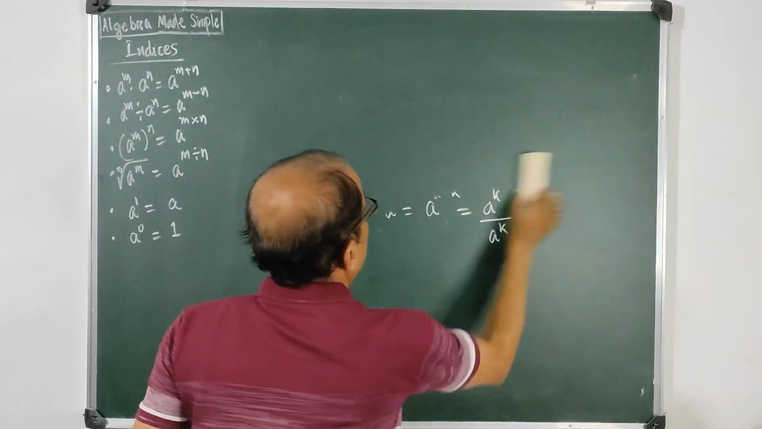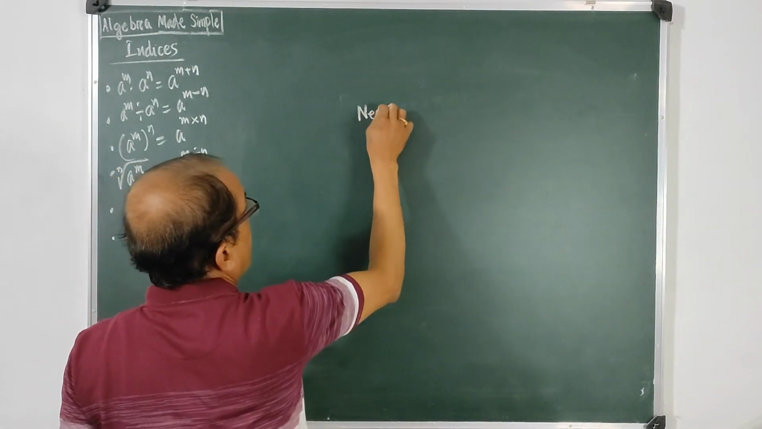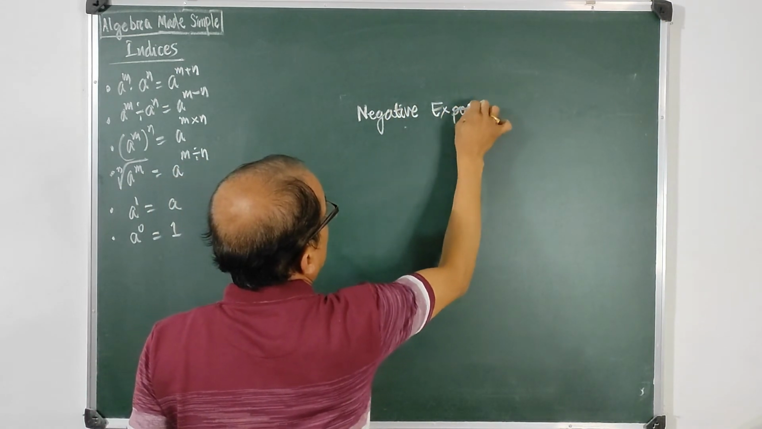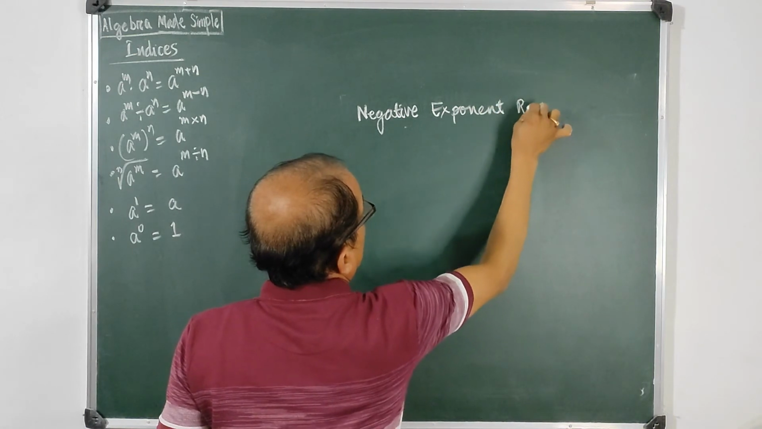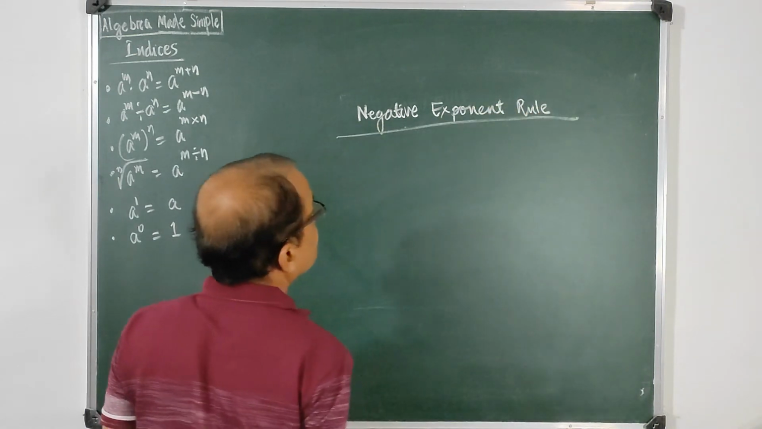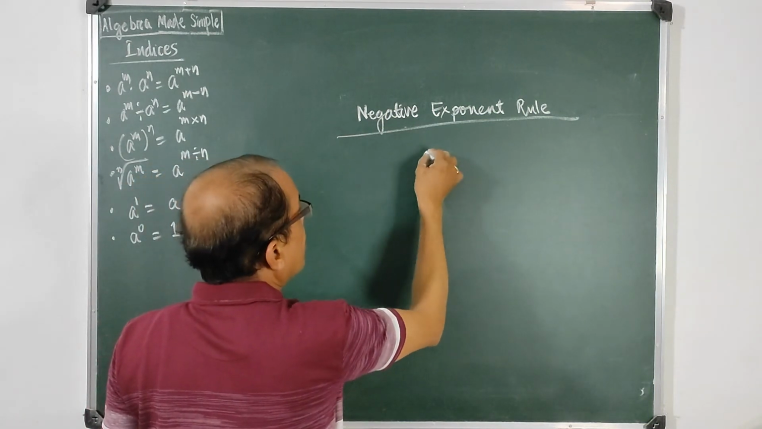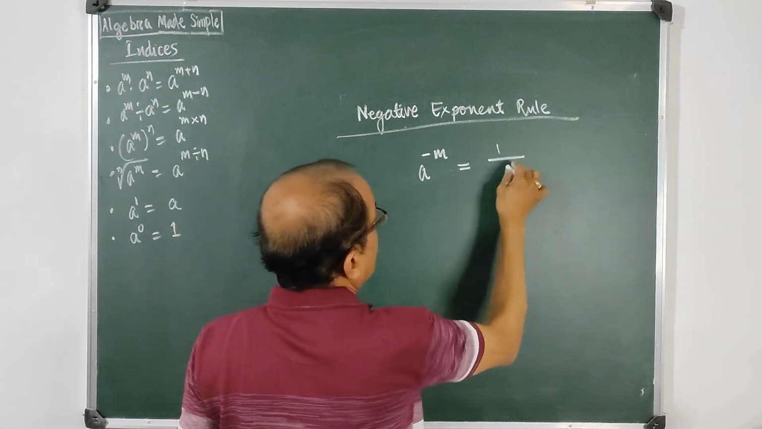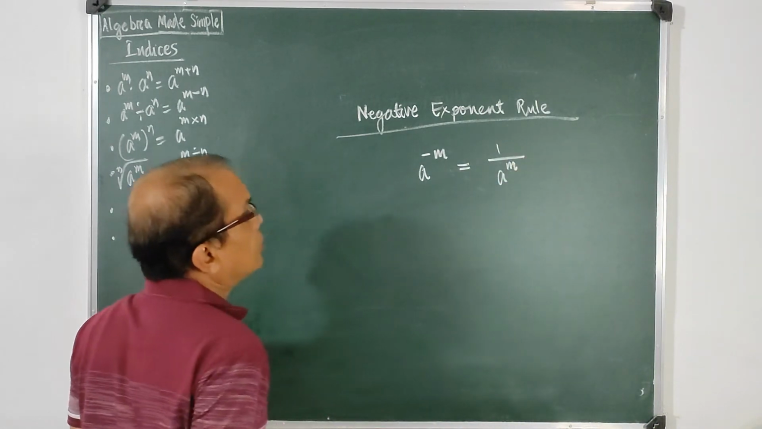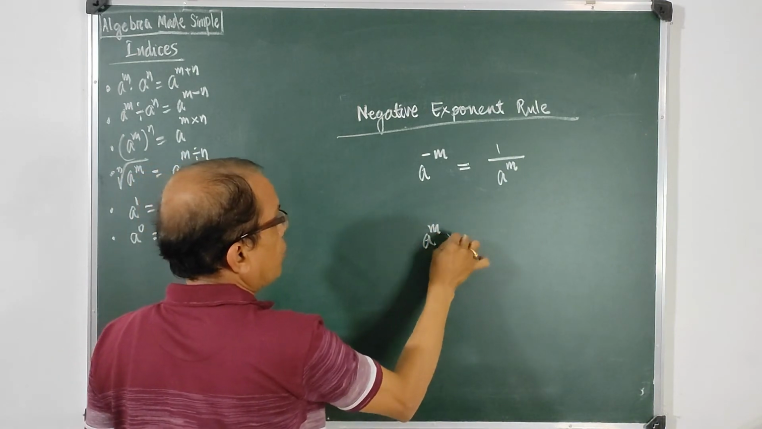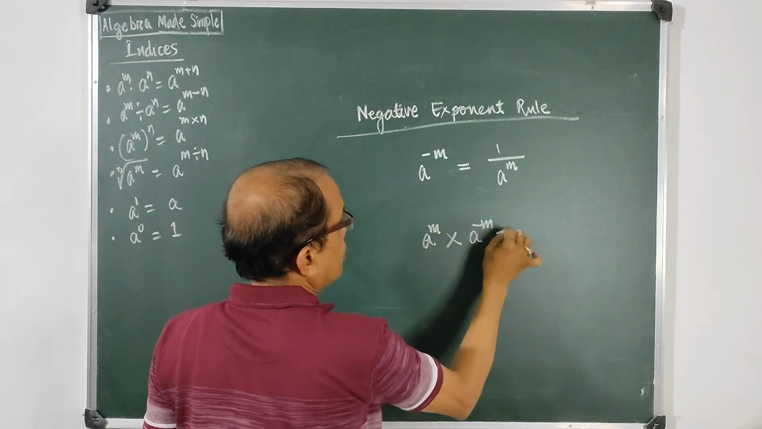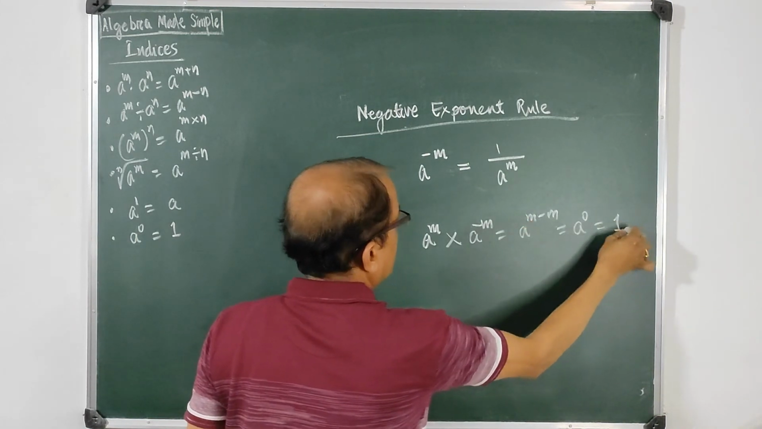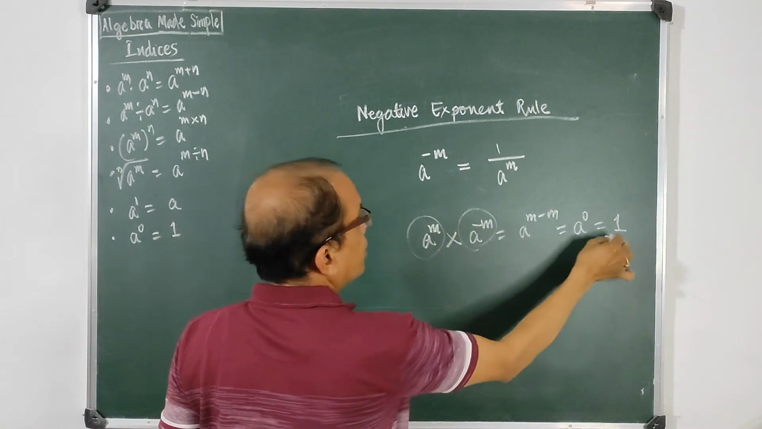Then comes the negative exponent rule. According to this rule, when we have any negative power, then it will be 1 upon the number with a positive power. Because we have already seen a to the power m into a to the power minus m is equal to a to the power m minus m is equal to a to the power 0 is equal to 1. So these two when multiplied give us 1.